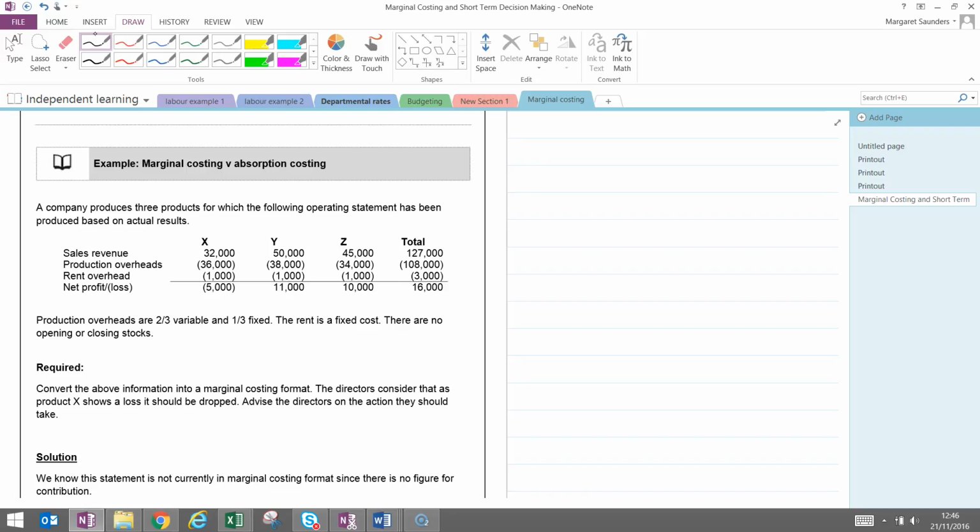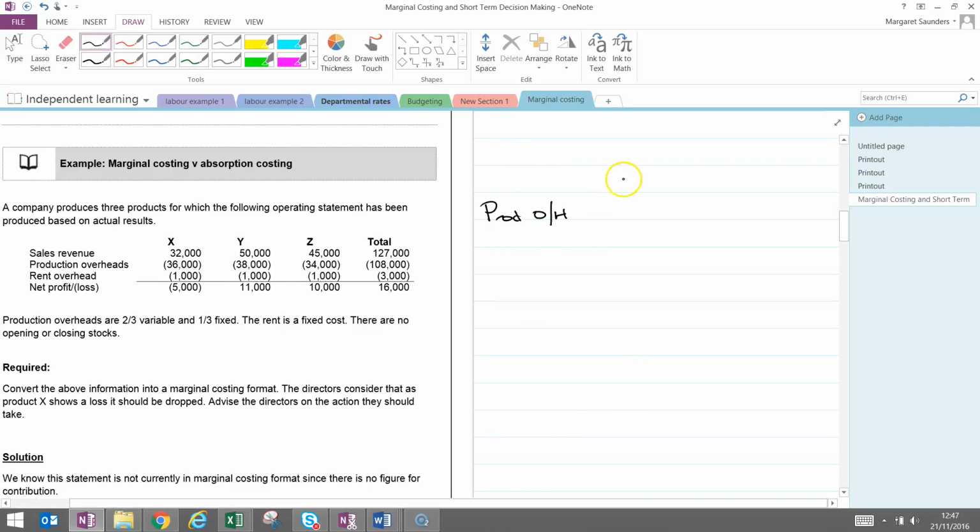We've been told our production overheads are 2/3 variable and 1/3 fixed. So if we look at the production overhead figure for product X, we have £36,000. So 2/3 of that is going to be 24,000, and 1/3 of it is 12,000.